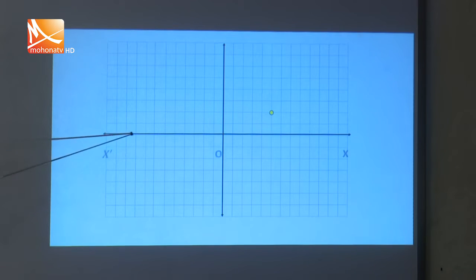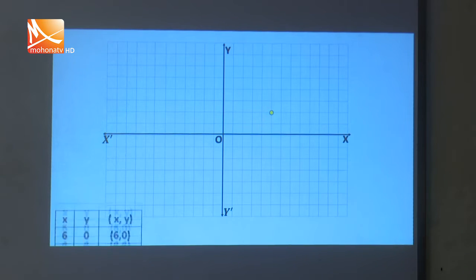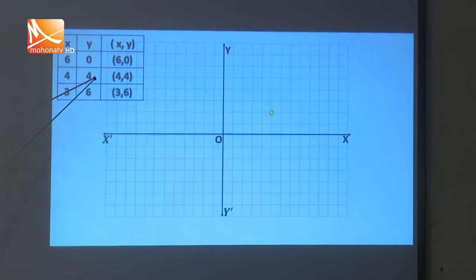Students, we know this is x axis, x o x prime. This horizontal line is called x axis, and this vertical line y o y prime is called y axis. So, this is the first set of points. Now, we will plot these points on this graph. So, first point is (6, 0).